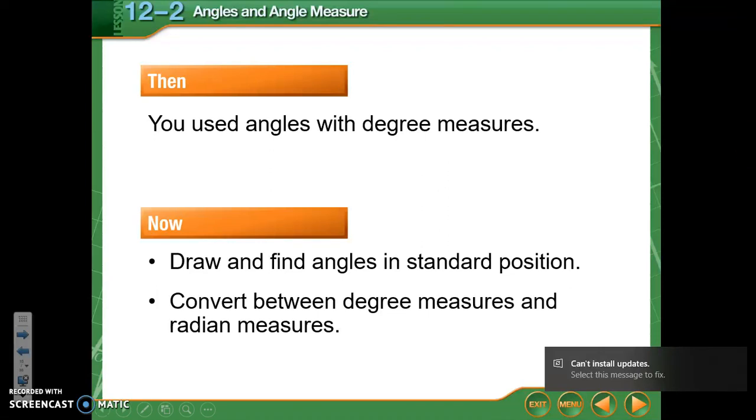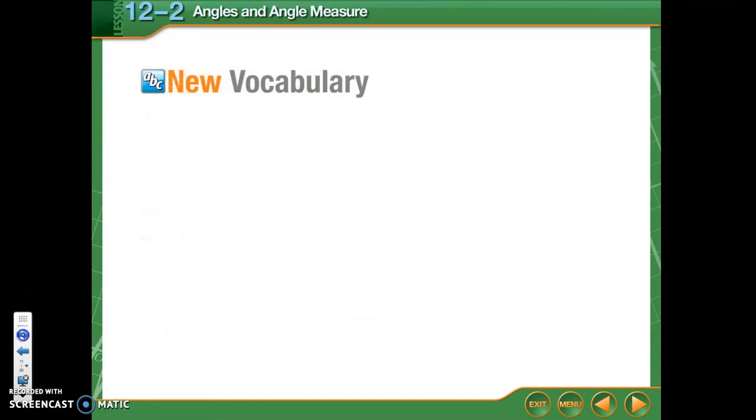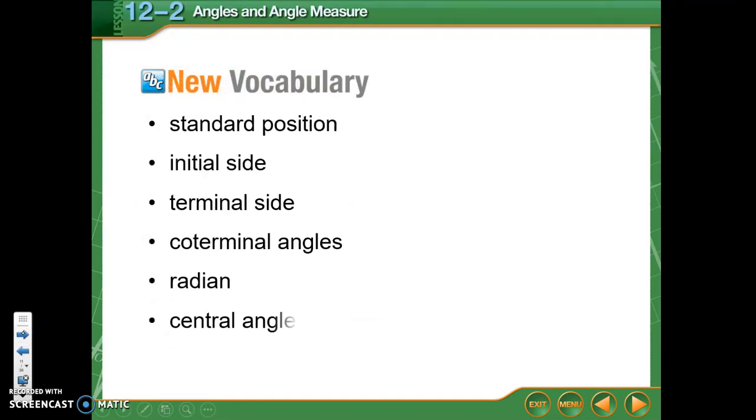All right, now that we have reviewed what we already know about trigonometry from geometry, we're moving on to talk about angles and angle measures, but we're going to move beyond acute angles to angles of any size. So we're going to talk about drawing and finding angles in standard position, and we're going to talk about converting between degree and something called radians. We're going to learn a new way to measure angles. There's a lot of vocabulary in this section again, so make sure that at the end you can identify and define each of these terms.